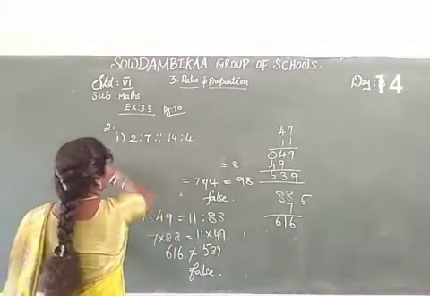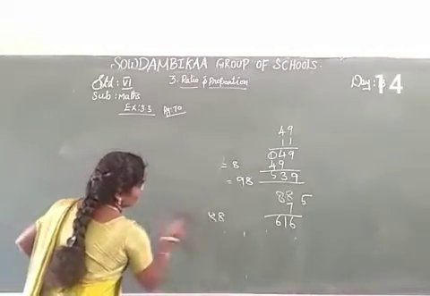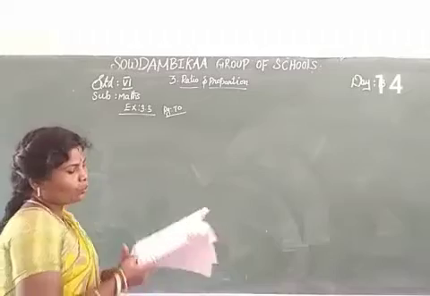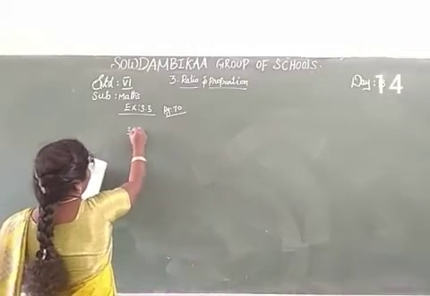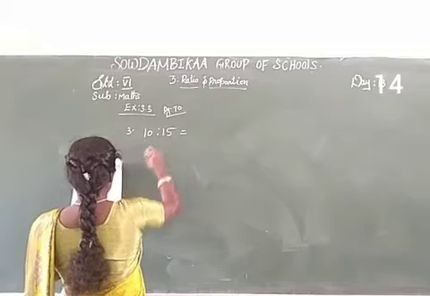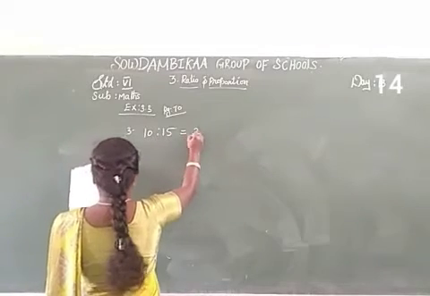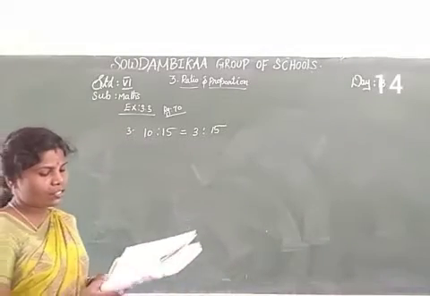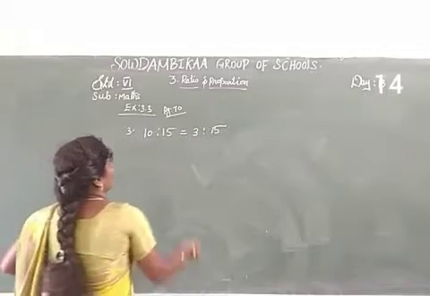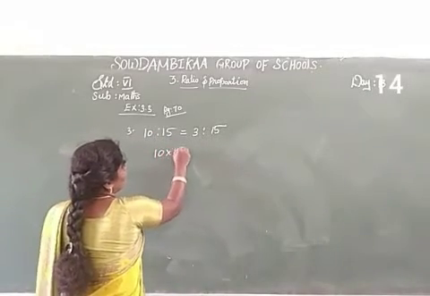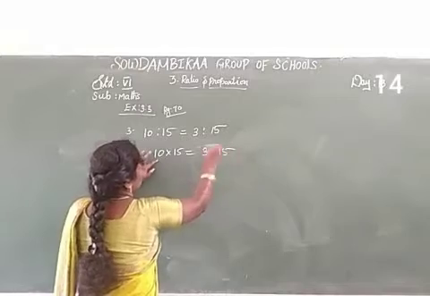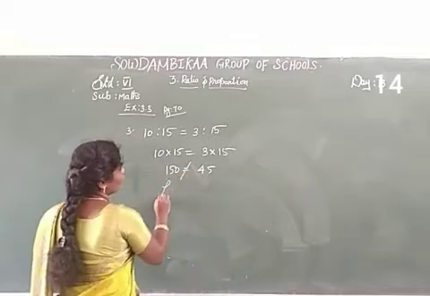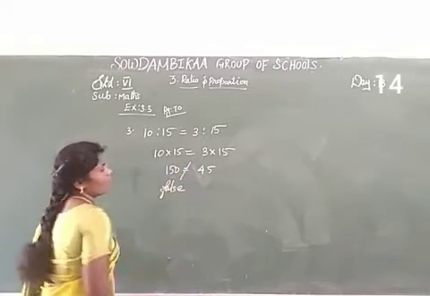Next, the third one. 10 books is to 15 books is equal to 3 books is to 15 books. 10 is to 15, 3 is to 15. Now multiply: 10 into 15, 3 into 15. 10 fifteens are 150, 3 fifteens are 45. It's not equal, so this is also false.